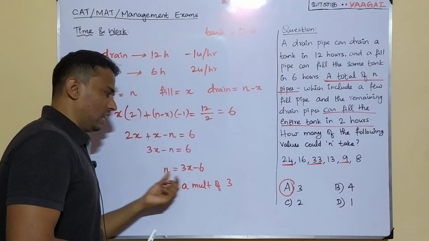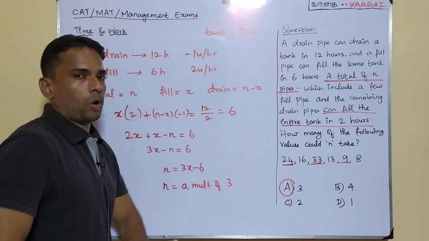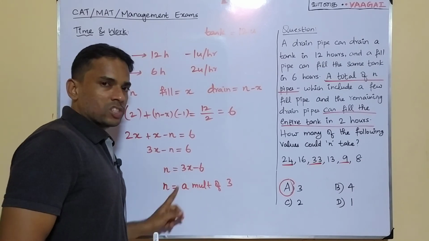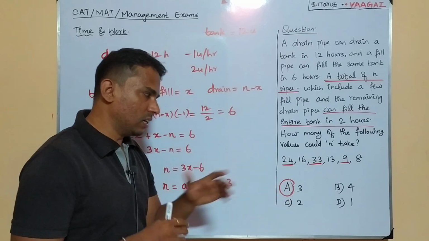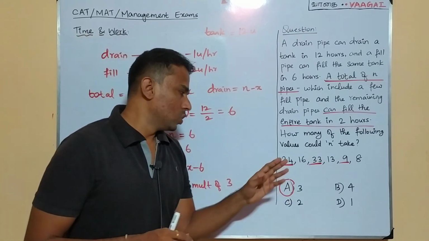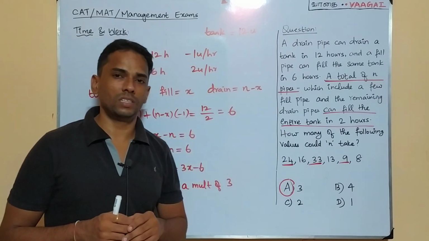So we used the units, we tried to get the efficiencies, and we matched them and got a relation between n and x, that's it, very simple. That's the overall structure of this problem, and that helped us to get the nature of n, and from there we picked the possible values of n, and that leads us to the answer. So the answer to this question is option A, 3.